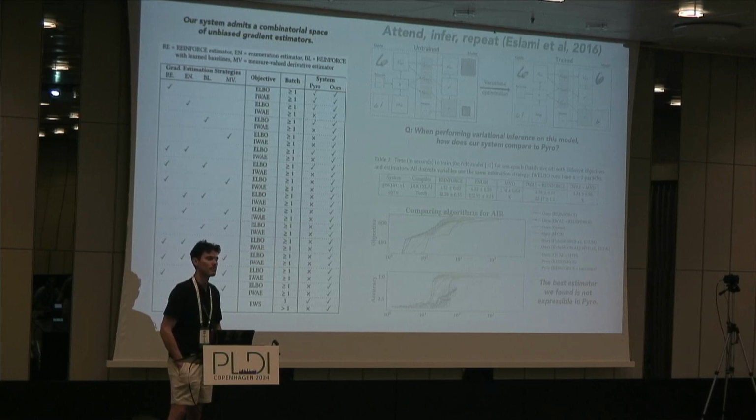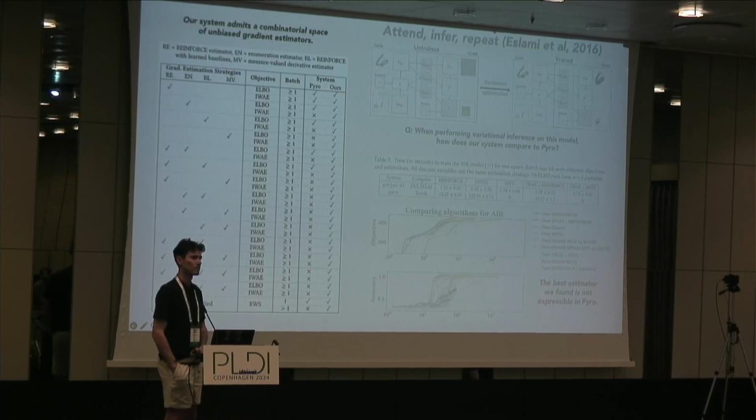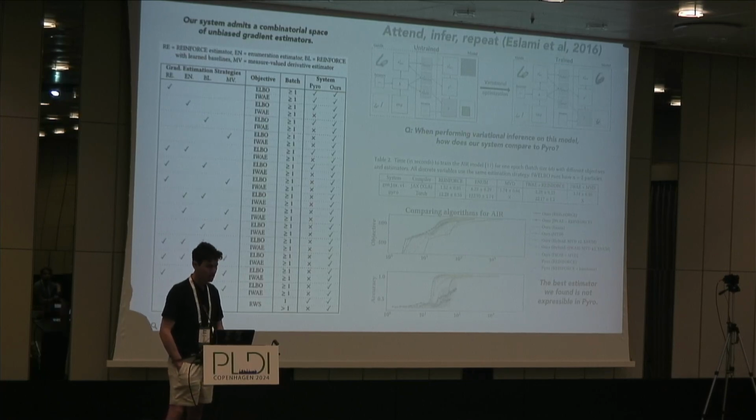One question I have is, you have a DSL for specifying these objective functions. Have you thought about ways in which you can provide some type of language support or type system that ensures these objectives are valid? Maybe they're lower bounds on the marginal likelihood or other criteria.